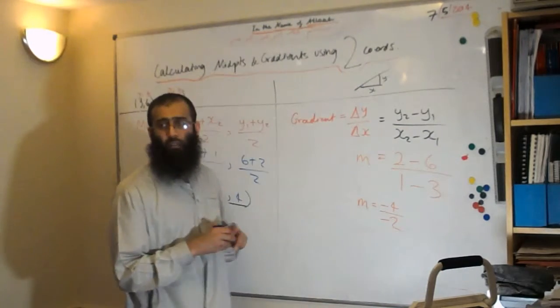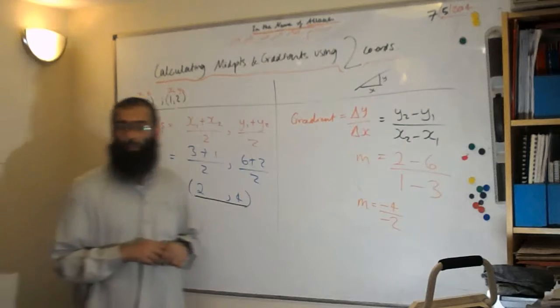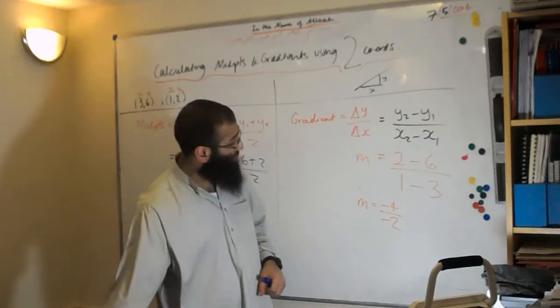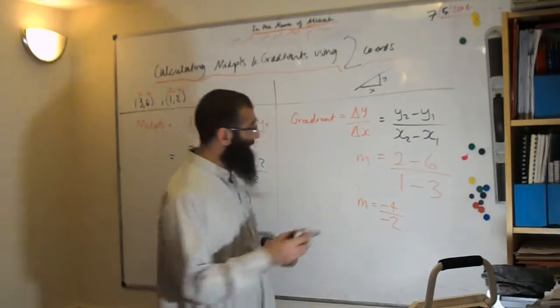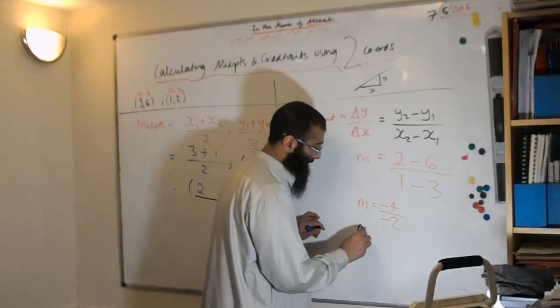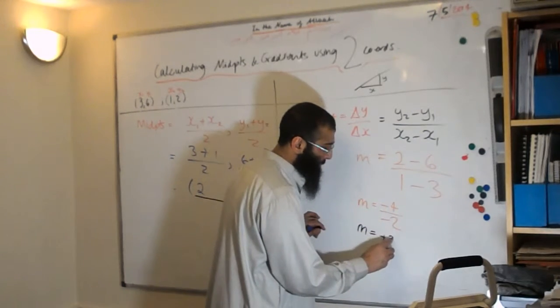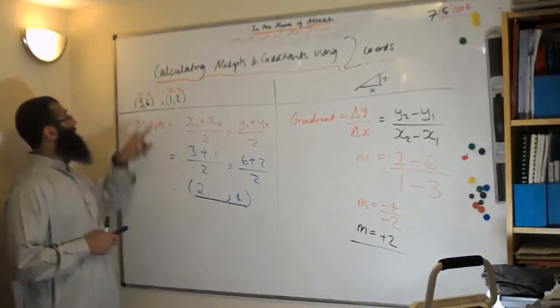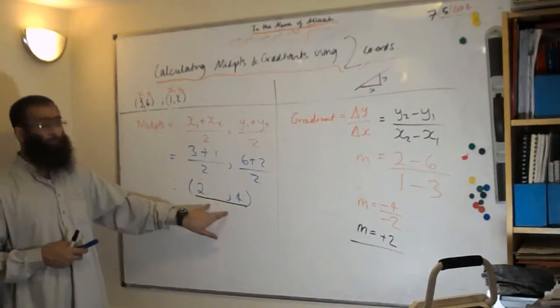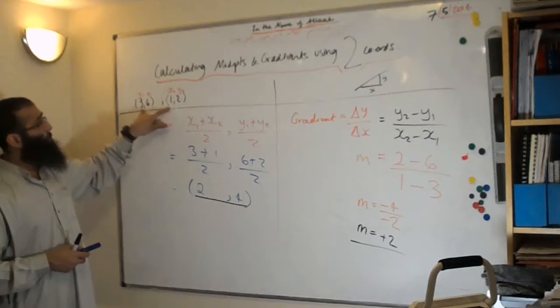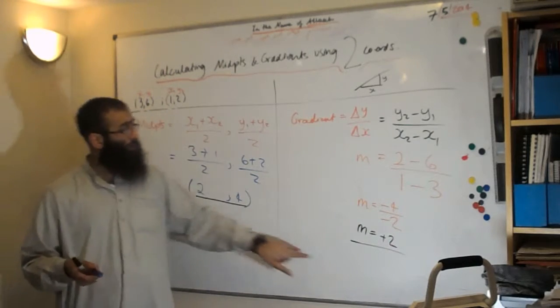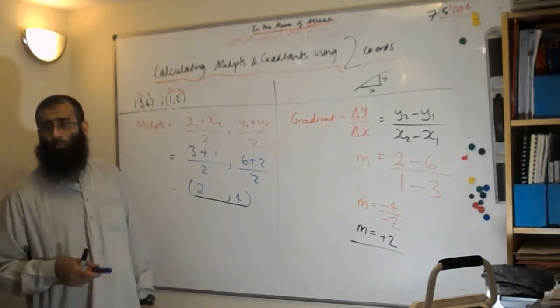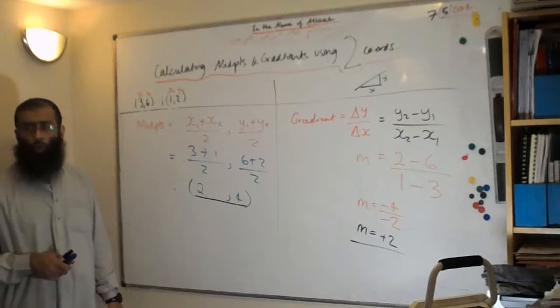Okay, who's feeling brave at dividing negative numbers? Minus 4 divided by minus 2 gives us an answer of plus 2. So the gradient is equal to plus 2. I'll put the plus only for emphasis. That's done. So these 2 points have a midpoint of (2, 4). These 2 points, when you join them up, will give you a gradient of plus 2. Done. Was that difficult, folks?